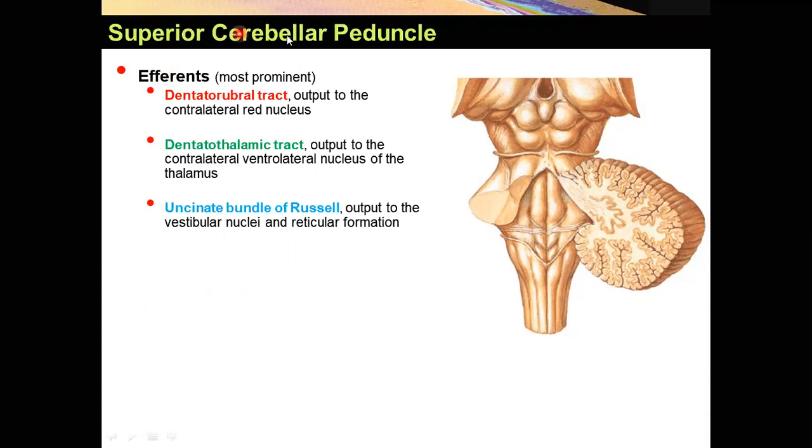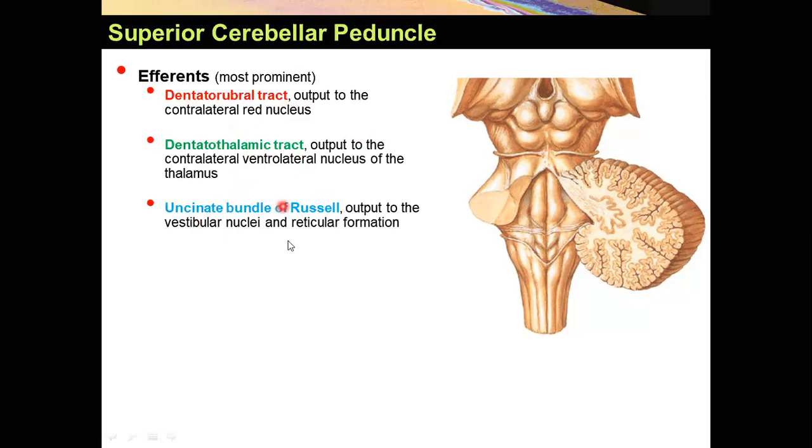The efferents that the superior cerebellar peduncle contains include the dentatorubral tract, which outputs to the contralateral red nucleus, and the dentatothalamic tract, which outputs to the contralateral ventrolateral nucleus of the thalamus. Again, these efferents originate from the dentate nucleus and terminate in the red nucleus or in the thalamus. That's why the names are dentatorubral tract and dentatothalamic tract.